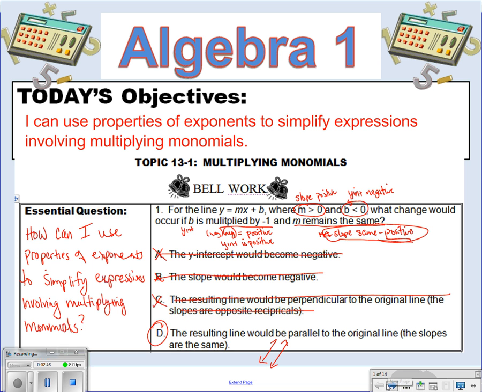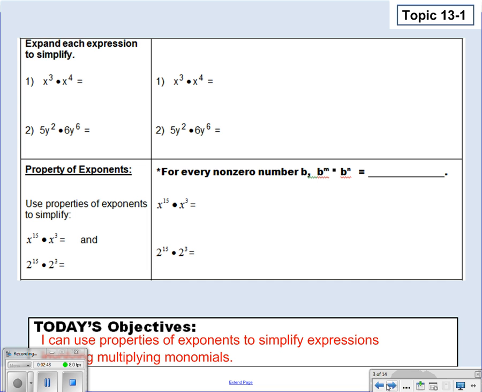So now let's talk about multiplying monomials. We're going to expand each of the expressions in order to simplify it. So a monomial is, I have a number and a variable together, or I could just have numbers, or I could just have variables. So in problem 1, we have the monomial x cubed, and we have the monomial x to the 4th.